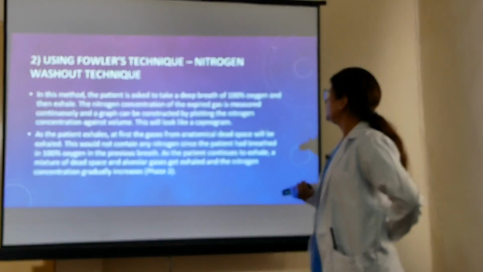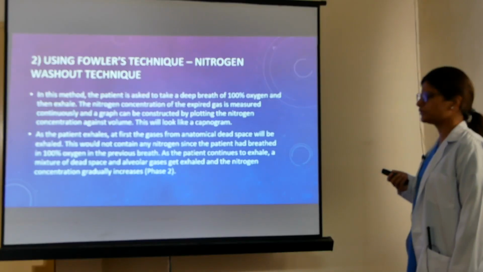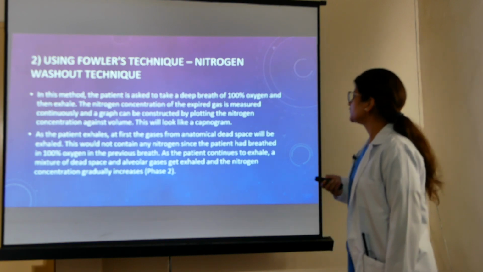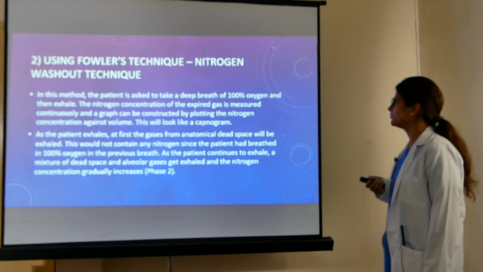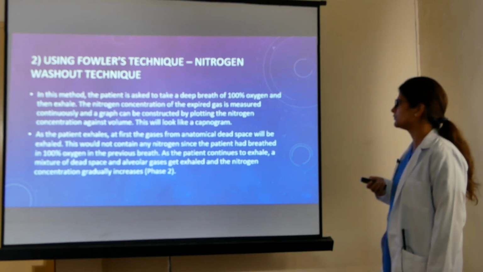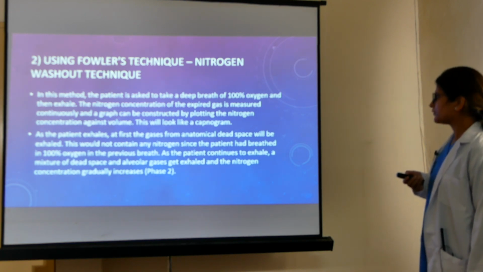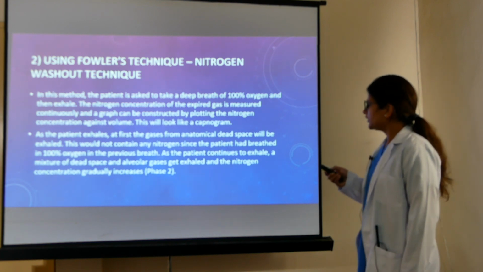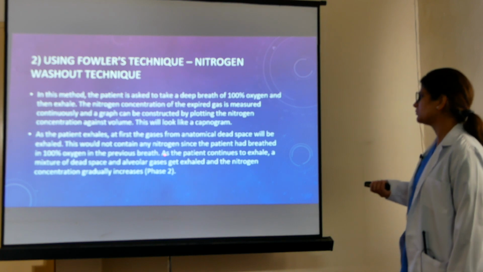So we have another method. This is Fowler's technique, the nitrogen washout technique. In this method, the patient is asked to take a deep breath of 100% oxygen and then exhale. Nitrogen concentration of expired gas is measured continuously, and a graph can be extracted by plotting the nitrogen concentration against the volume. This will look like a capnogram. As the patient exhales, at first the gases from anatomical dead space will be exhaled. This would not contain any nitrogen since the patient had breathed in 100% oxygen in the previous breath.